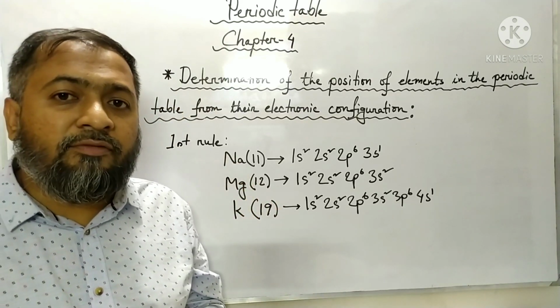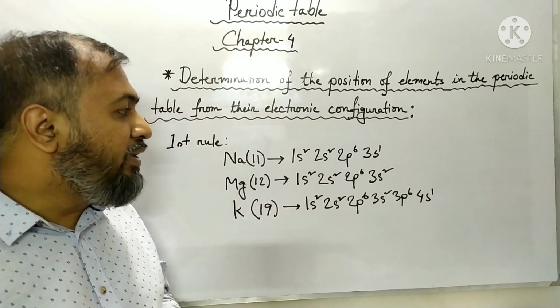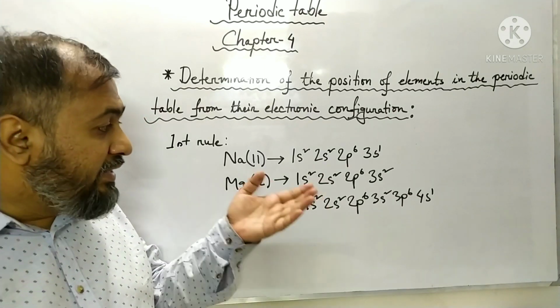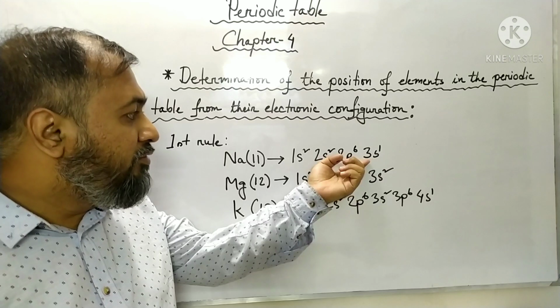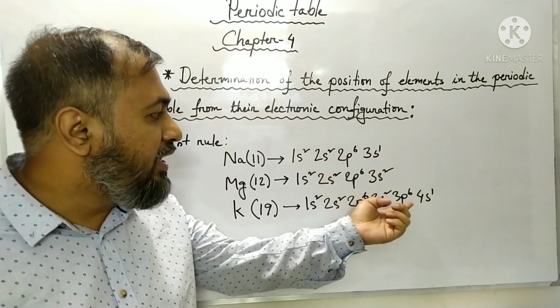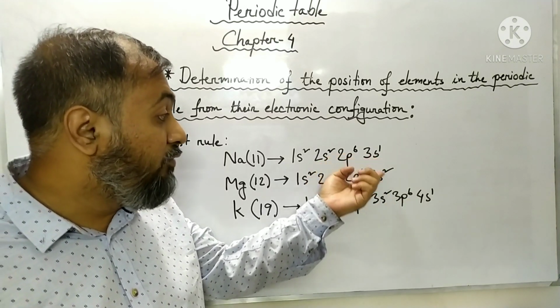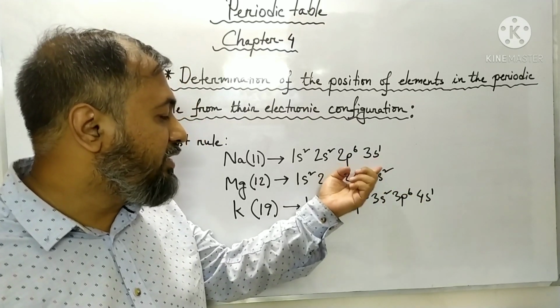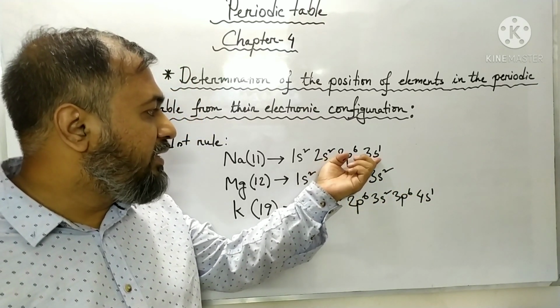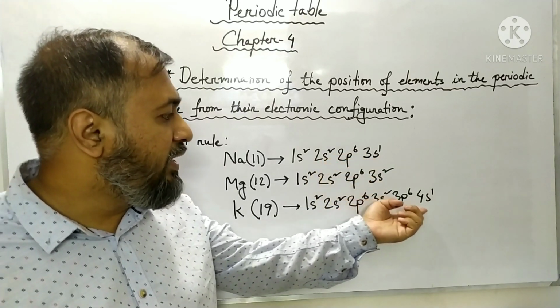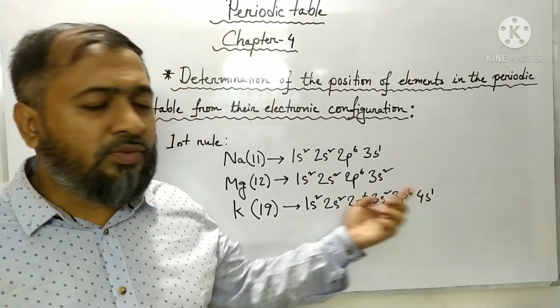One thing we can find common in these three electronic configurations is that the last electron of these three elements entered into the s orbital. In the first two, the electron entered the 3s orbital. In the last one, the electron entered the 4s orbital.